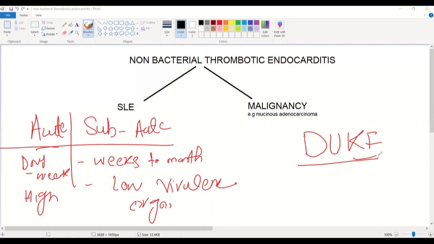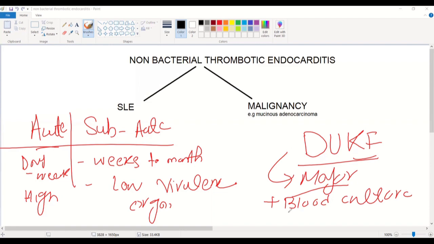I'm not going to discuss the details. These are the concern of the Duke criteria, major and minor, mainly discussed in Step 2 CK, right? So the Duke criteria, the major criteria is basically a positive blood culture plus vegetations on echocardiography. The minors are another. I'm not going into the diagnosis point of view of infective endocarditis.